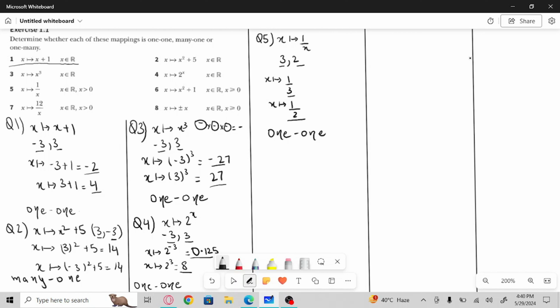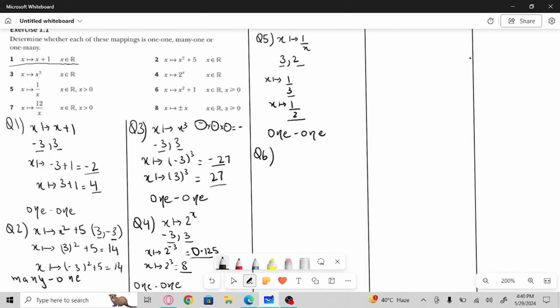And again, you can choose any two random input values, and you can even choose 3 input values if you want, but 2 are enough, more than enough actually. And you can choose 5, 3, 6, 3, any value you want as input.